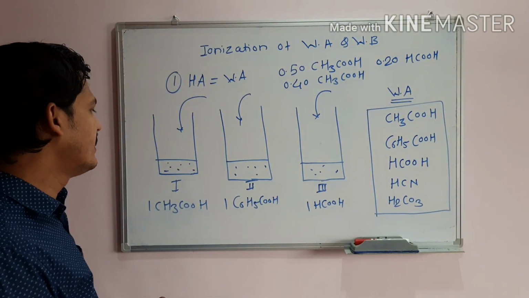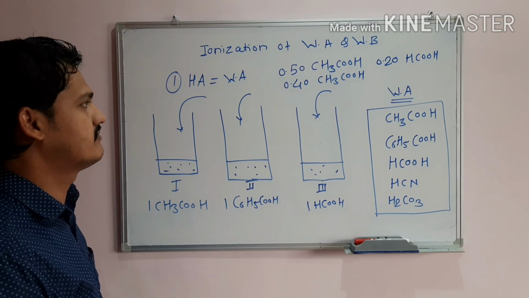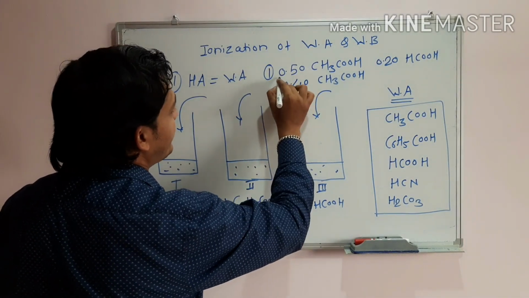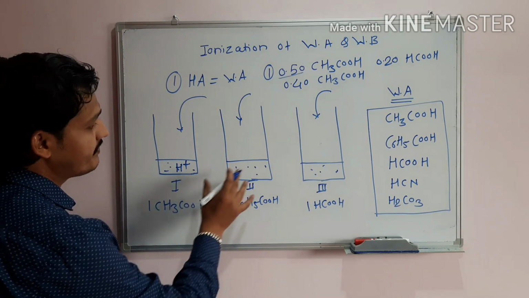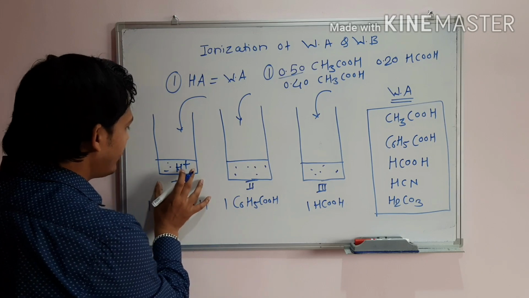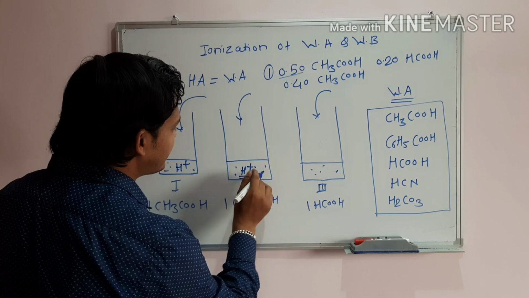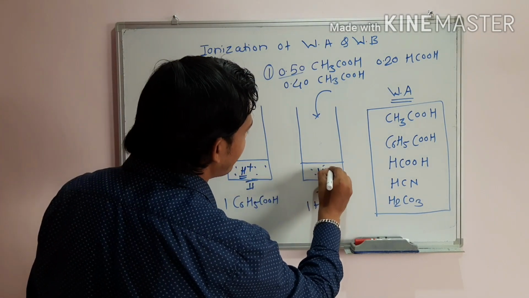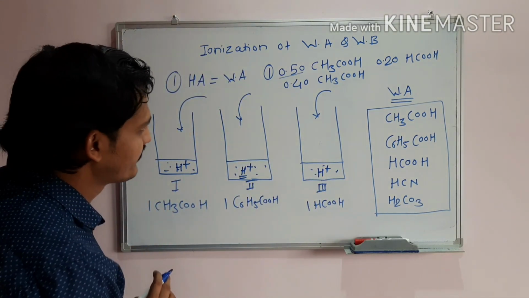So please tell me, in which beaker is the concentration of H plus ions greater? You directly tell me, beaker number 1 having 50% dissociation. So it has more H plus ions as compared to the others. The decreasing order is like that. Beaker number 1 contains more H plus ions. Then beaker number 2 contains fewer H plus ions as compared to this. And beaker number 3 has very few H plus ions as compared to beakers 1 and 2.